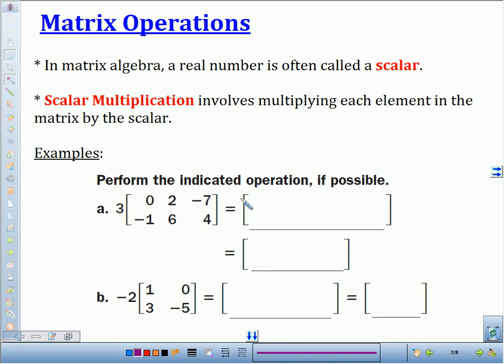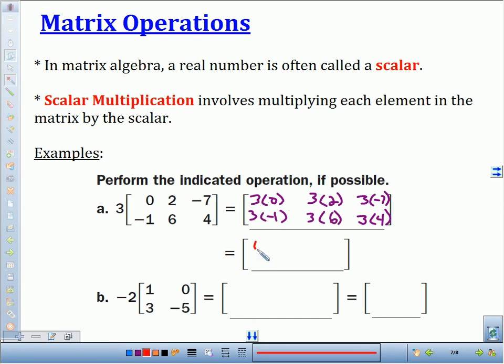That means I have 3 times 0. I have 3 times 2. I have 3 times negative 7. I also have 3 times negative 1, 3 times 6, and 3 times 4. Multiply all those guys together.